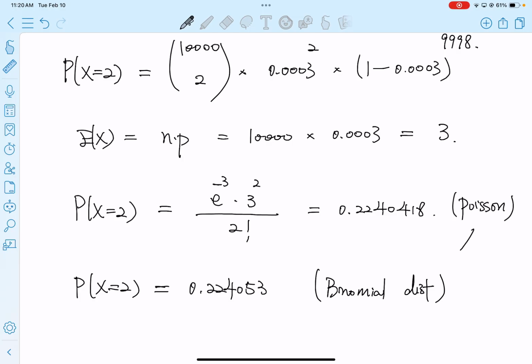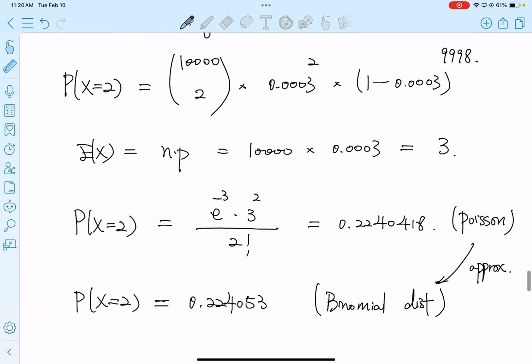And this is an approximation, a way to work around the floating point issue, that we cannot handle multiple products of very small values and multiple products of very large values. So we can use a Poisson distribution to approximate the actual probability that we are interested in. So that's that.